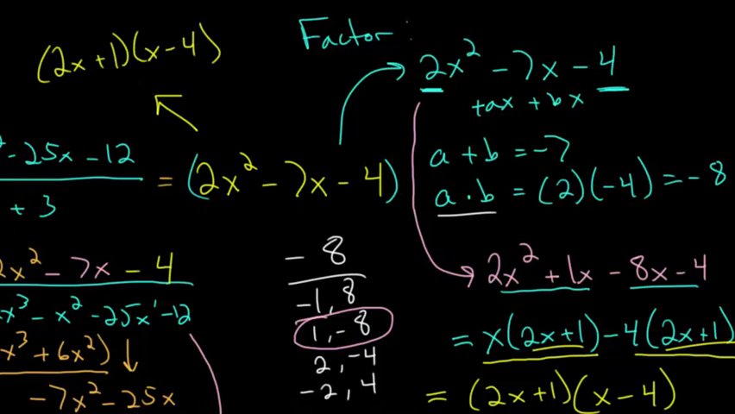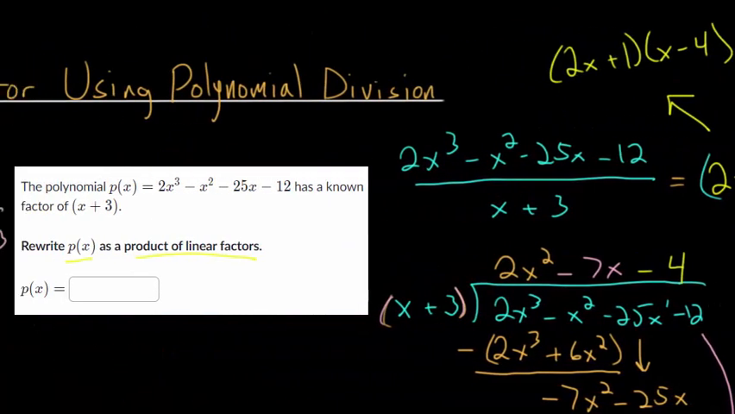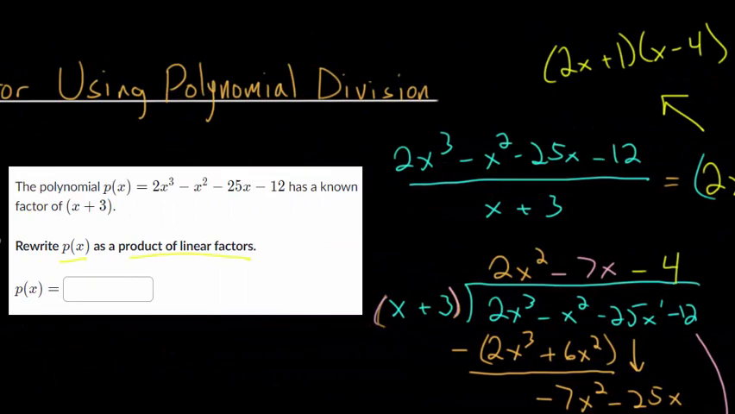And now let's scroll over and look back at our problem. We know that x plus 3 is already one of the linear factors. And the other two we found are 2x plus 1 times x minus 4. So this will finish off our problem.